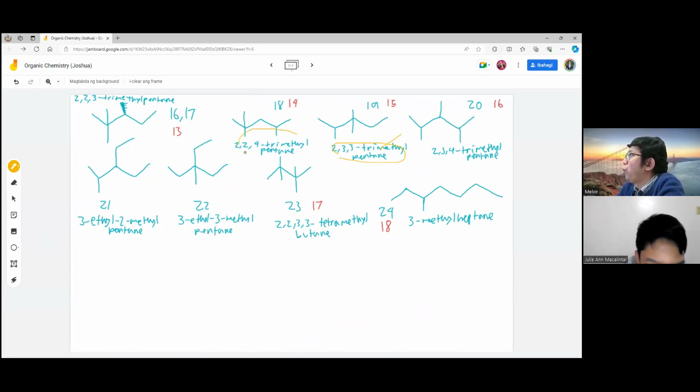2,2,4. Correct. 2,3,3. Ito mo, 2,3,3. 2,2,4. Correct. 2,2,3 po, dalawang stereoisomer. 2,3,3. 2,2,4. 2,2,3. Ito mo, dalawa po stereoisomer. Ayun, 2,2,3. Okay, check. 2,3,4. 2,2,4. 2,3,3. 2,3,4. This one. 2,3,4. Correct.